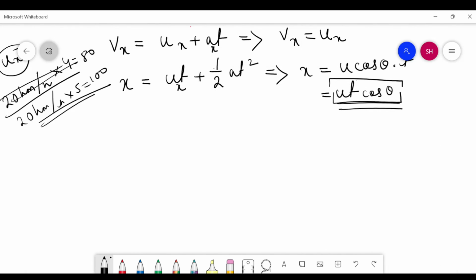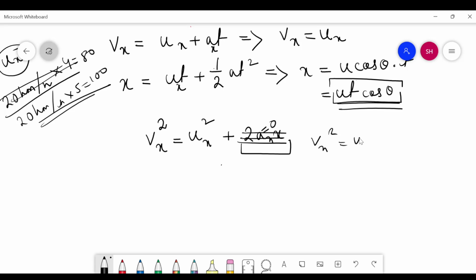Now, the last equation, which is not required, but let me show you, v square equals ux square plus twice ax x. This component is 0 because ax is equal to 0. Hence, vx square equals ux square, which also makes sense because the velocity at any point of time is the same as the initial velocity. So our horizontal component is done.